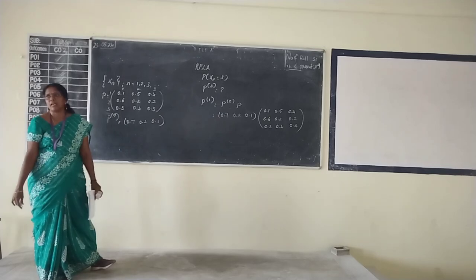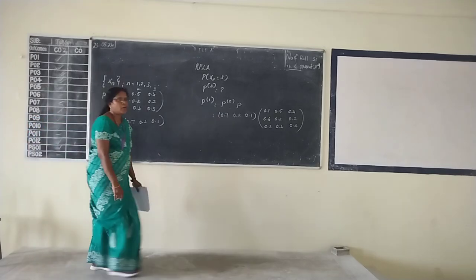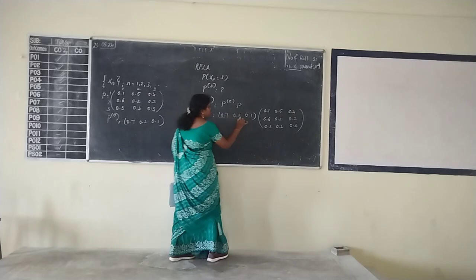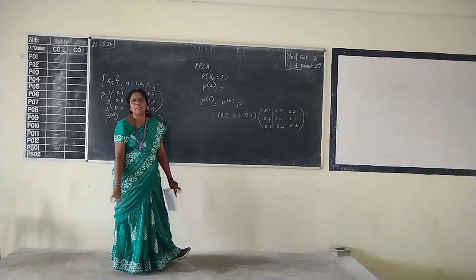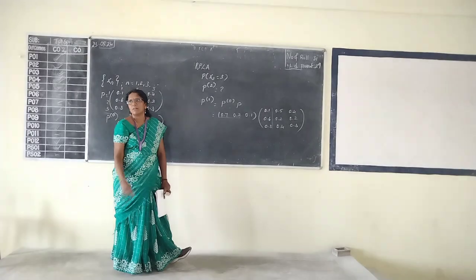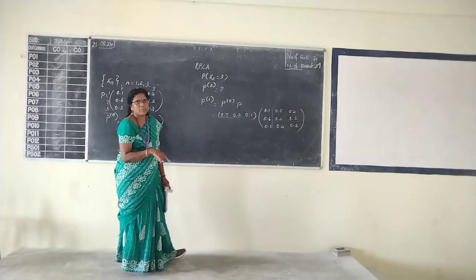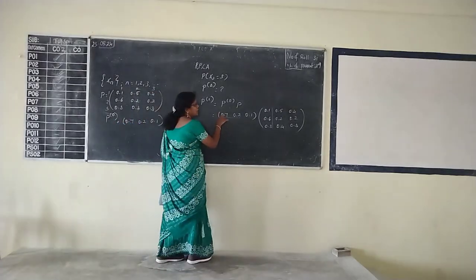How do you do the multiplication? Row into column, the same logic. Put it directly in your calculator, write your answer. Take your calculator, everyone. First row into first column. So how do you input the data?